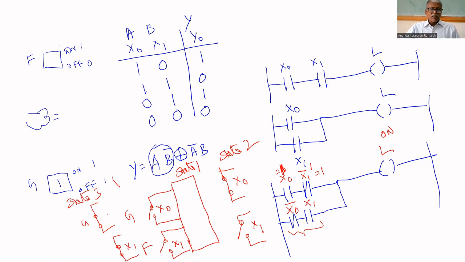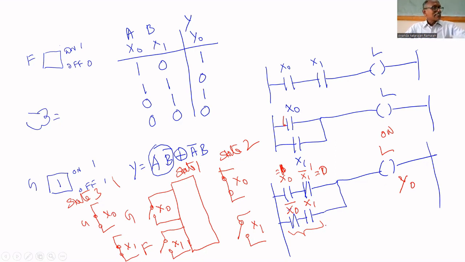This is X1. This is X0. Both are 1. That's why in the program, X0 is 1, but X1 bar becomes 0. That's why it is not working. The lamp will be turned off. Am I correct or not? The lamp is connected to Y0. You don't put L in the program. Put Y0.